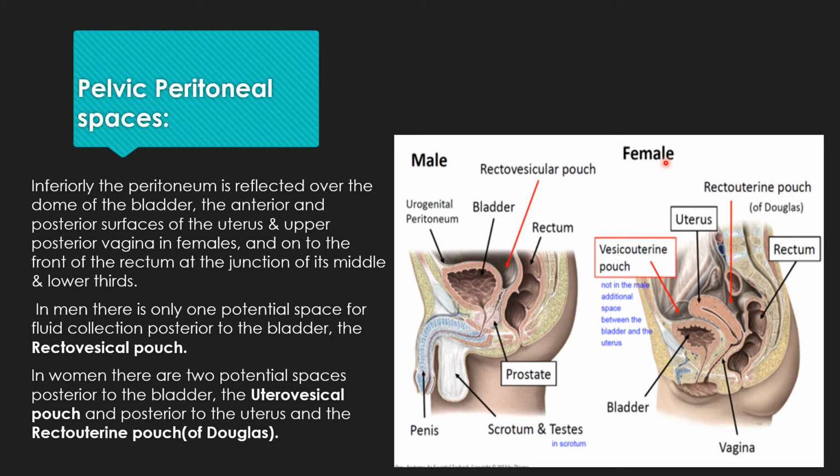So in men there is only one potential space, that is the rectovesical pouch between the bladder and the rectum, that is due to the reflection of the peritoneum from the bladder towards the rectum. It creates a recess, and this is known as the rectovesical pouch. And in case of women there are two spaces, because the peritoneum is reflecting from the bladder to the uterus, creating a pouch known as vesicouterine pouch, and then it is reflecting again from the uterus towards the rectum, creating another recess, and that is known as the rectouterine pouch, or the pouch of Douglas.